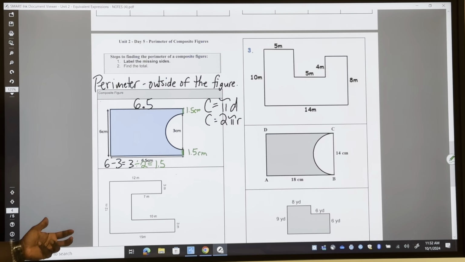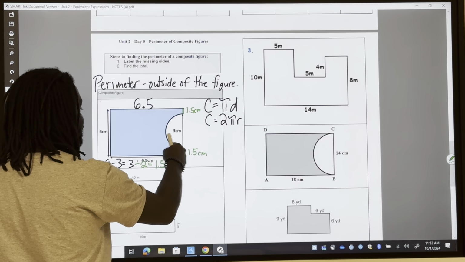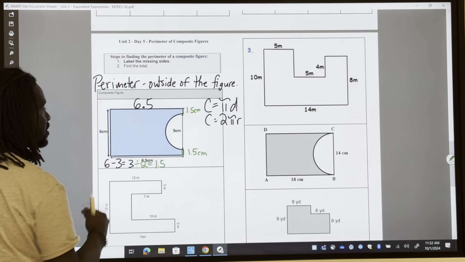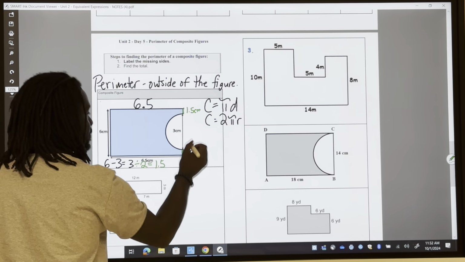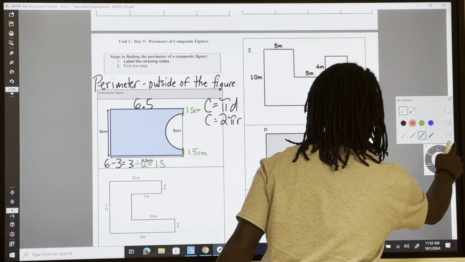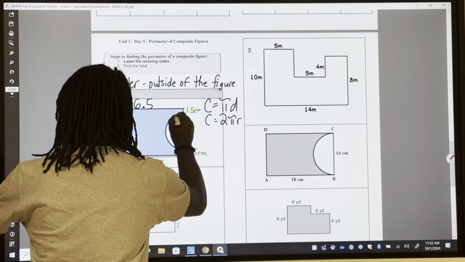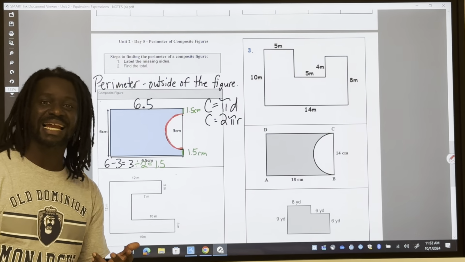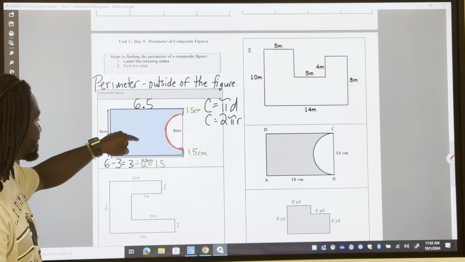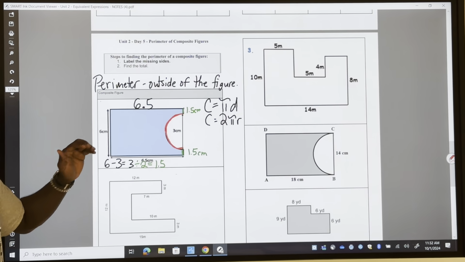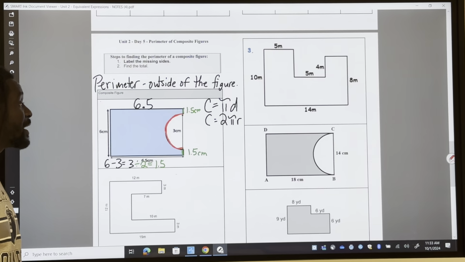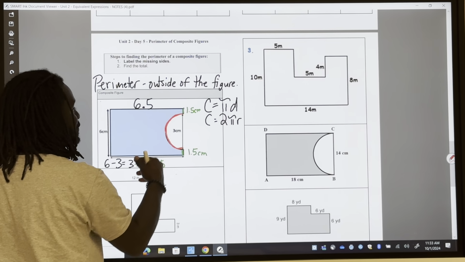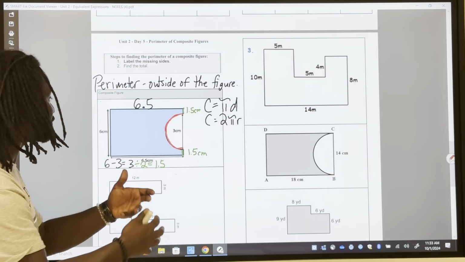Okay, and now what I also got to do is, again, this is a curved area, so I need to figure out, okay, let me change this to a different color here. I got to figure out how much is that piece right there. Well, again, I told you circumference is the outside of a circle. So what I got to do is find the circumference of that circle. And because I only have half of the circle, then I'm going to take half of the circumference.